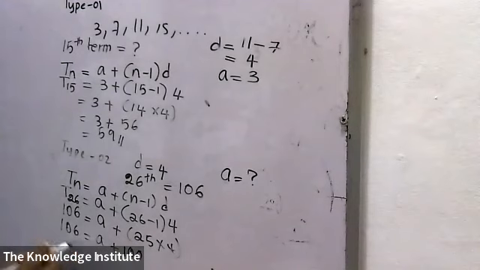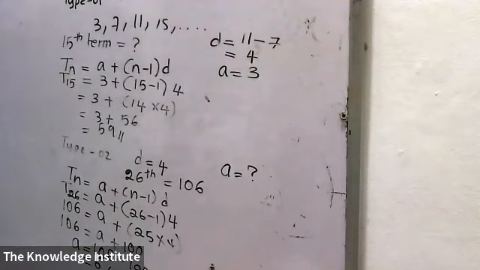So you have to make a the subject. Therefore, you have to take the 100 to the opposite side. When you take something to the opposite side, the symbol also becomes opposite. If it's addition, it will become minus. So 106 minus 100 is 6. Did you understand type 2 now?